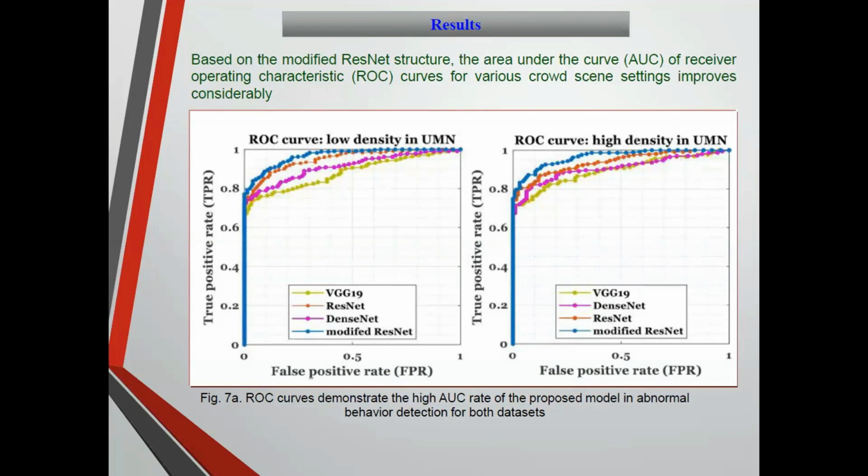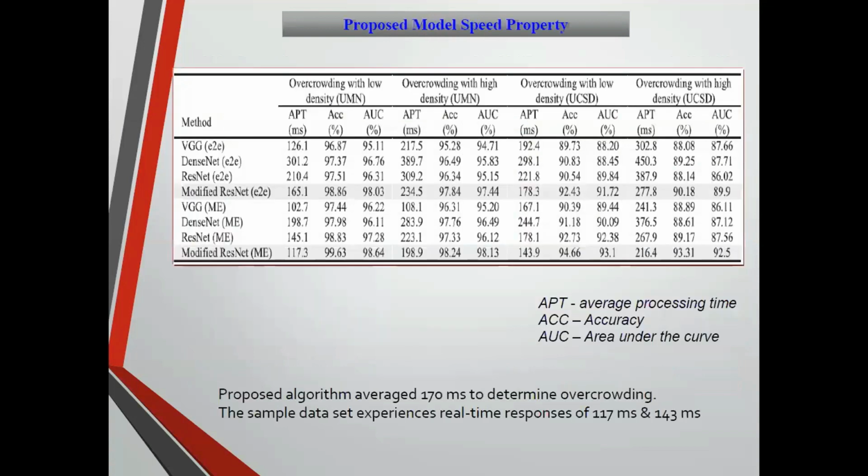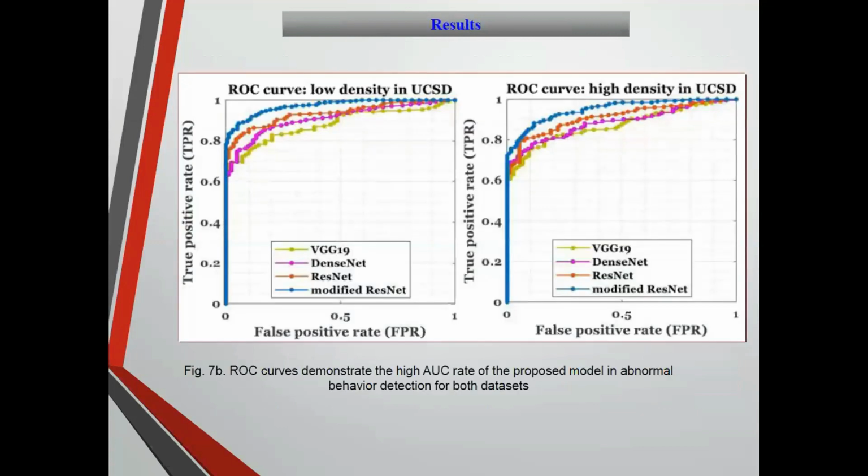And that is TPR, the true positive rate, with respect to the false positive rate. So ROC curves demonstrate the high AUC rate of the proposed model in abnormal behavior detection in both databases, in high density and low density cases. Secondly, for another data set, the UCSD, here are the low as well as the high density cases. Here you see that the modified ResNet provides the better response.